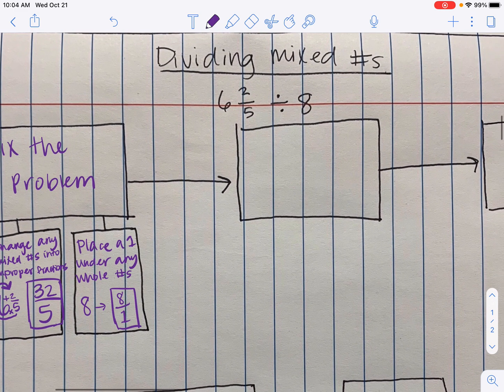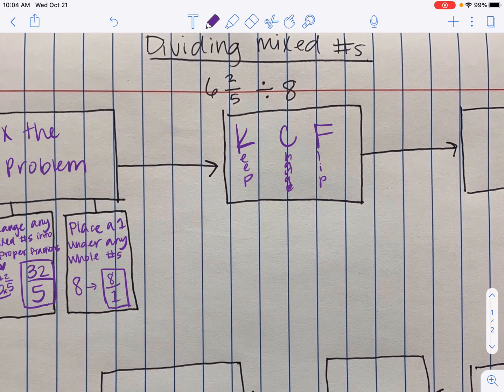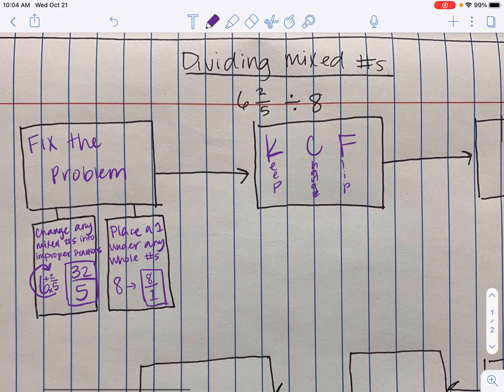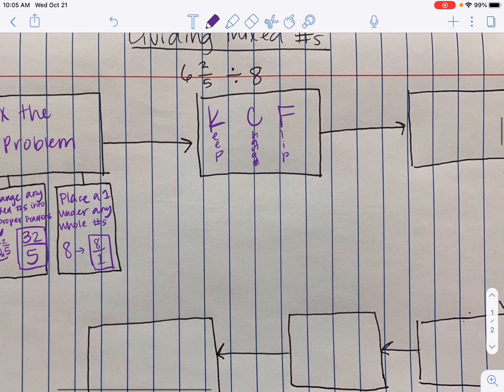All right. Second step is to do keep, change, flip. And remember, if this is going too fast for you, please pause it and make sure you have everything written down. Don't skip writing stuff because you're trying to do it faster, okay? Make sure you have everything written down. So we're going to do keep, change, flip. I'm going to rewrite the problem that I just created. So 32 over 5 divided by 8 over 1.